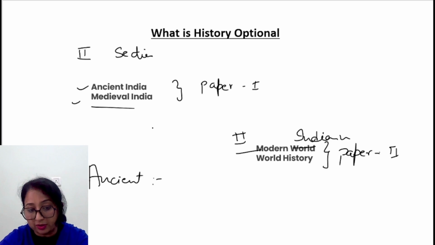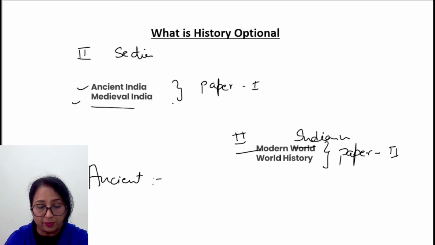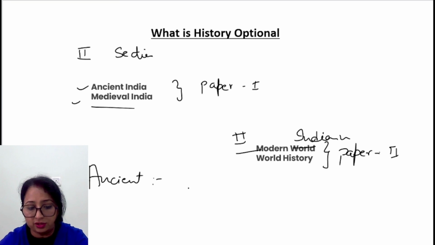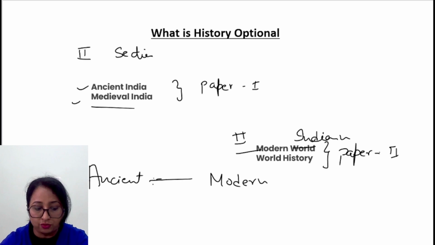if I would prefer to make my subject strong, I would select one from paper 1 and one from paper 2. That would make my journey easy, right? So it will cover, if I take ancient and modern among these four, it will cover almost all the history.